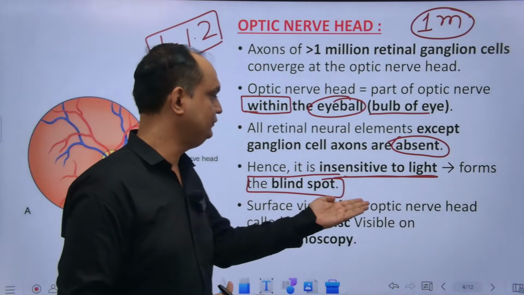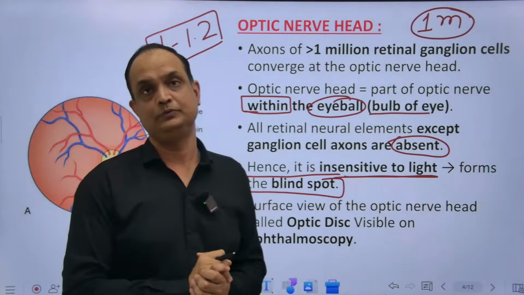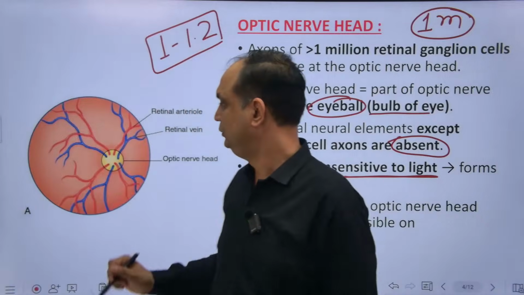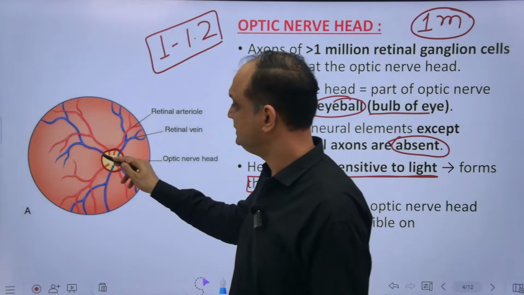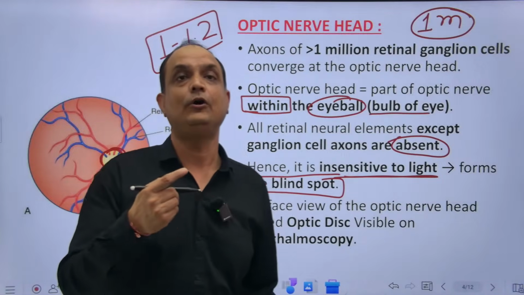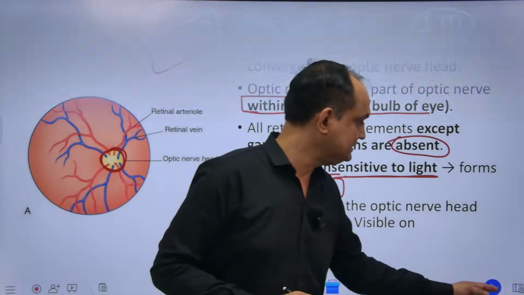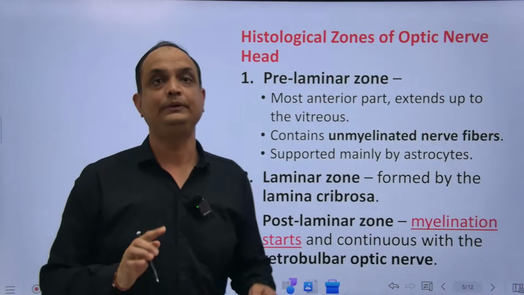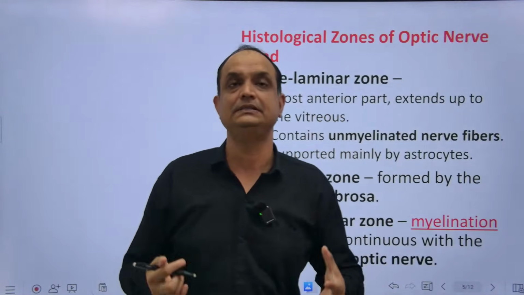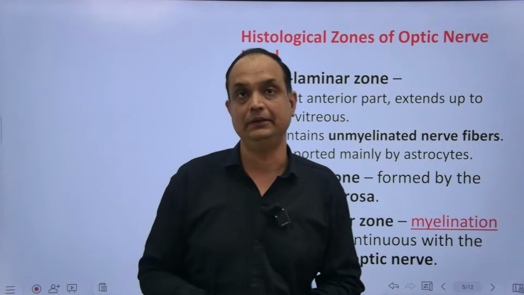Now the surface view of the optic nerve head is called the optic disc, which is visible by ophthalmoscope. When you examine the eye with the help of an ophthalmoscope, you are able to see a round area, and this round area is known as the optic disc. This disc represents the optic head visible from inside the eyeball. Clear? So what is the optic head? It is defined as the area where the optic nerve fibers, that means the ganglionic cell axons, converge and are going to leave the eyeball.